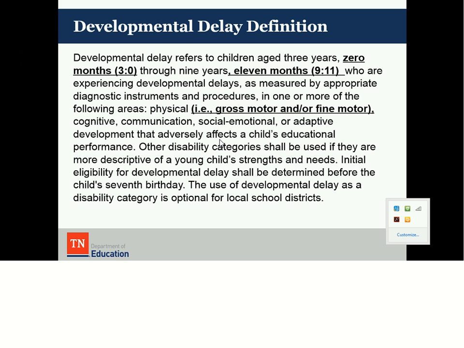Developmental delay, it can be used. It includes 5 different domains, and here is where a change occurred. So the domains include cognitive, communication, social-emotional, adaptive, or physical. And so physical previously included a combined physical of gross and fine motor. Now you can break it apart, and it could be gross motor or fine motor or the combined physical development of that child.